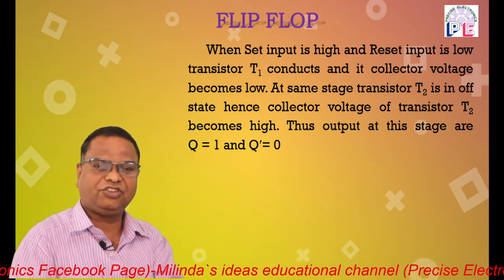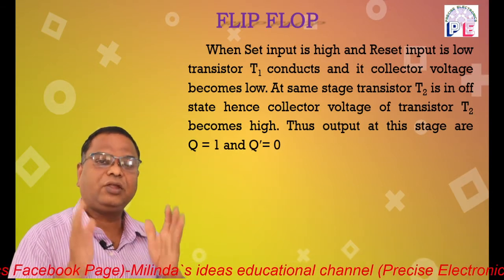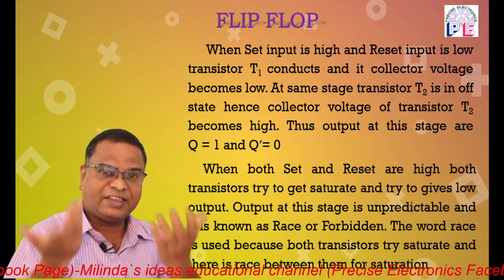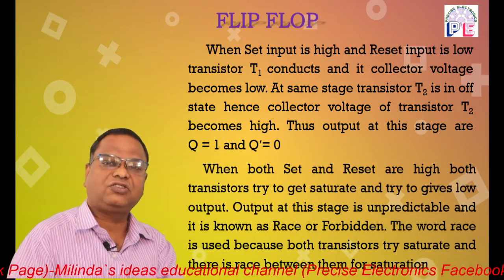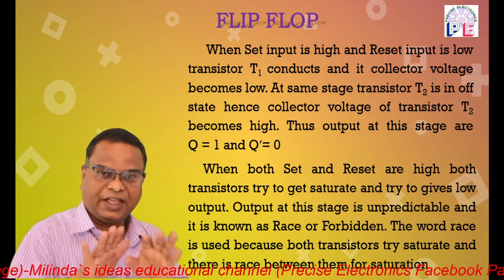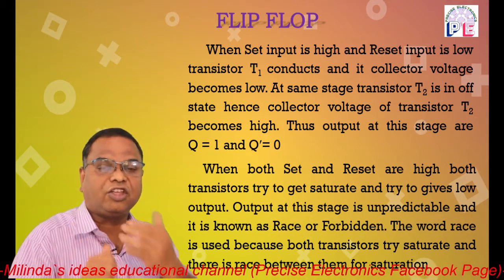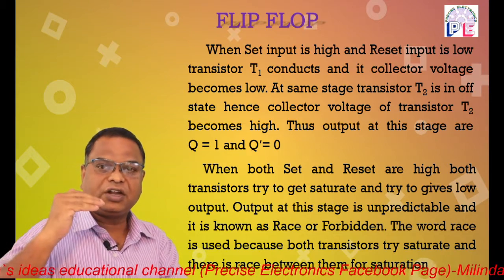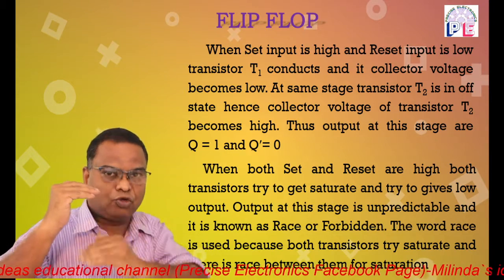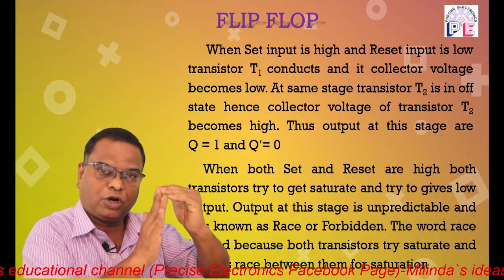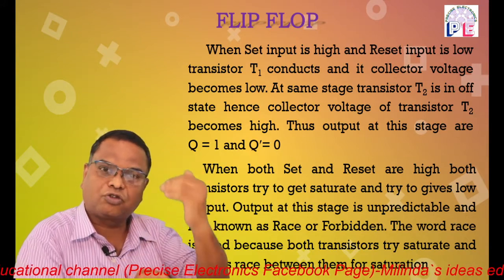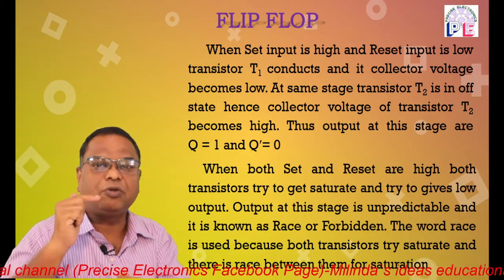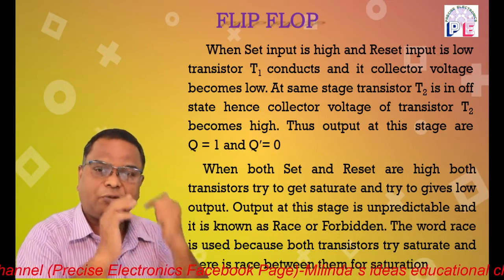Now the last condition, the last step, that is when both set and reset inputs are high. When both S and R are high, both transistors conduct, and hence they will try to get saturated. So what is the output at this stage? When transistor T1 conducts, the output, that is Q complement, goes to low level. When transistor T2 conducts, the output Q must go to low level. So in this case, Q will be 0 and Q complement will also be 0.